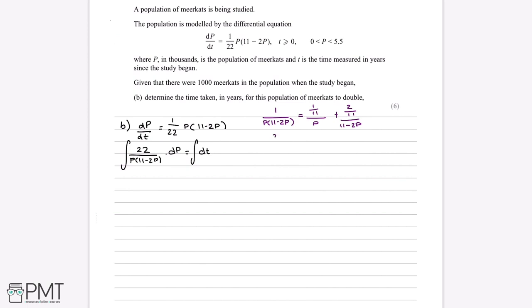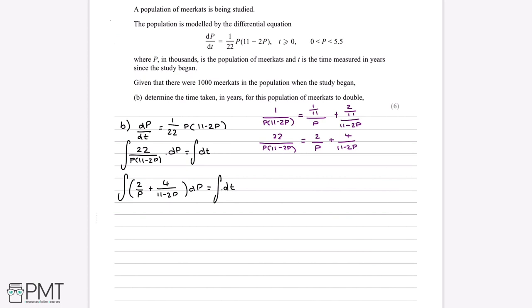So if we multiply everything by 22, we can say that 22 over p times 11 minus 2p can be written as 2 over p plus 4 over 11 minus 2p. And if we write that here and split it up into partial fractions, this becomes a lot easier for us to integrate when we write it as 2 over p plus 4 over 11 minus 2p dp, and then the right hand side stays the same.